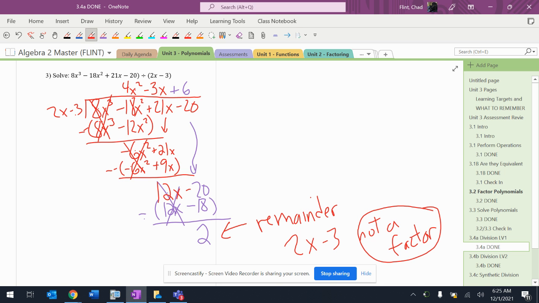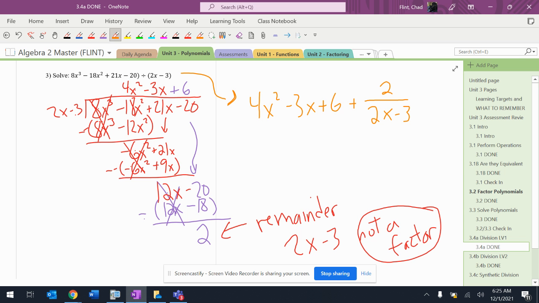All right, now here's how I deal with remainders. That means that the answer to this division is 4x squared minus 3x plus 6. And then I have to take the remainder and put it in a fraction at the end. It's a positive 2, so plus 2. Then you just put that over what you divided by.